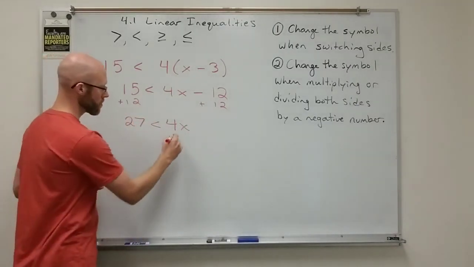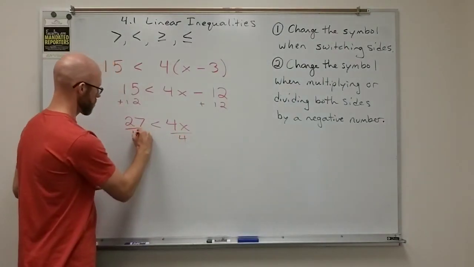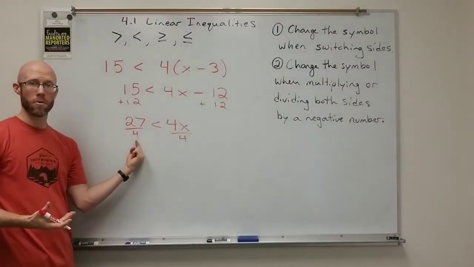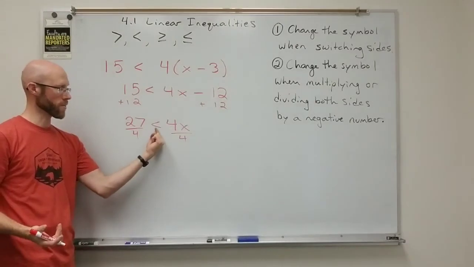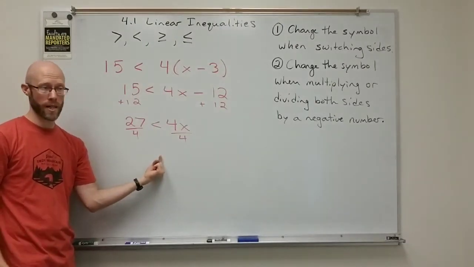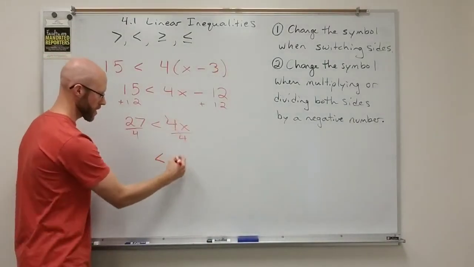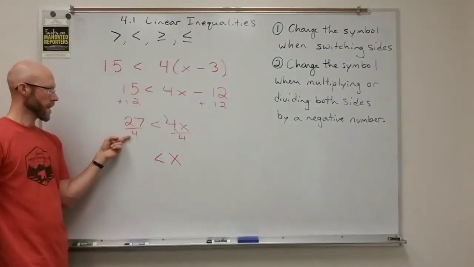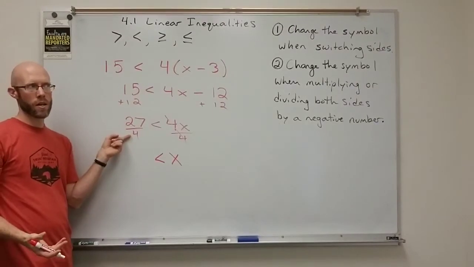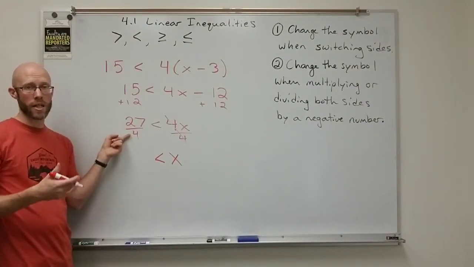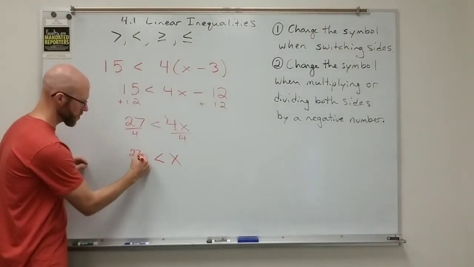And then here I'm going to divide out the 4. Now remember, dividing by a positive number is okay. I don't have to switch the inequality like I would with a negative. So I'm going to leave that as a less than. The 4's cancel, I get an x on the right. And 27 over 4 is an improper fraction. It is simplified, so I'll leave it as 27 over 4.